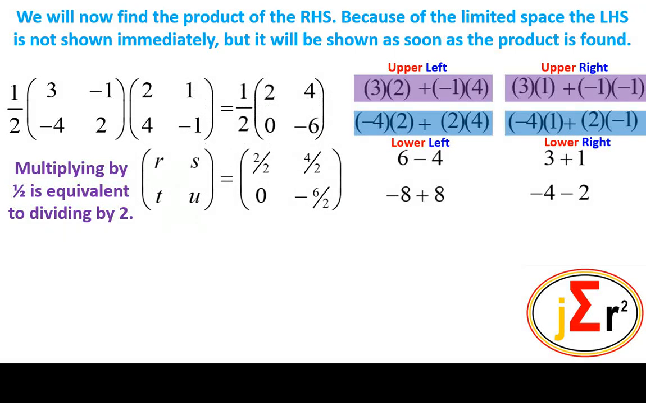Now that we have the space for our left hand side, we will have it included right here. This intermediate step is not completely necessary because we can see that a half of 2 is 1, a half of 4 is 2, a half of 0 is 0, and a half of negative 6 is negative 3.